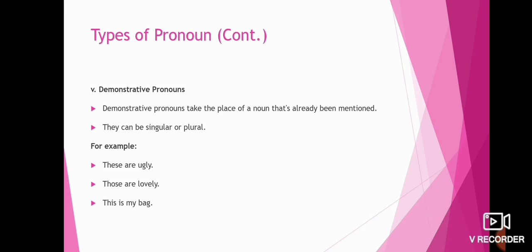Then here come demonstrative pronouns. So demonstrative pronoun take the place of a noun that's already been mentioned, and they can be singular or plural. So हमारे साथ as a whole demonstrative pronouns जो हैं these are 4, and इसमें singular भी हो सकते हैं and plural भी हो सकते हैं. Some are used for the near distance while others are used for the far distance. ठीक है, so these are this and these. This is singular, these plural.